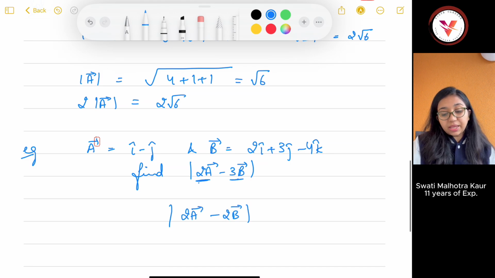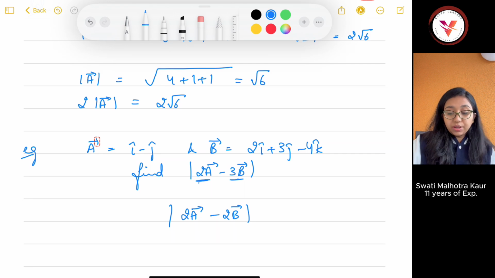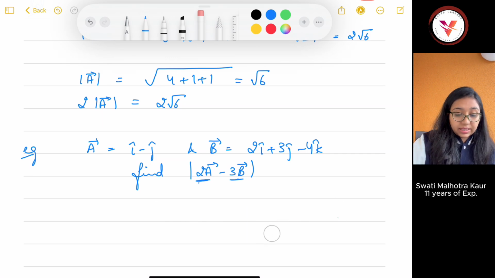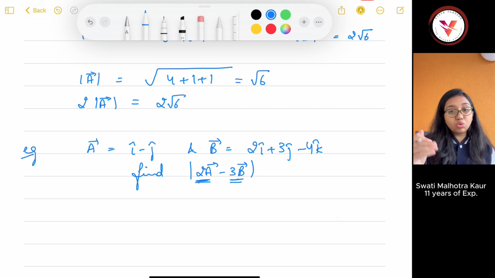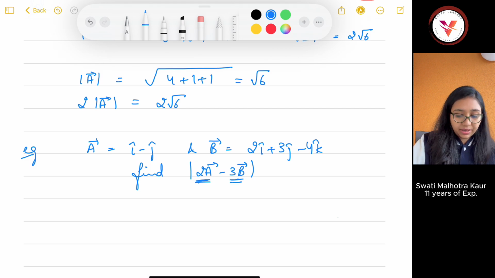this, then you can simply take 2 out, calculate a minus b, then calculate its magnitude and then multiply by 2. You'll get the same answer. But in this case, it is 2a and 3b. So you have to multiply separately, then subtract, and then get its magnitude.